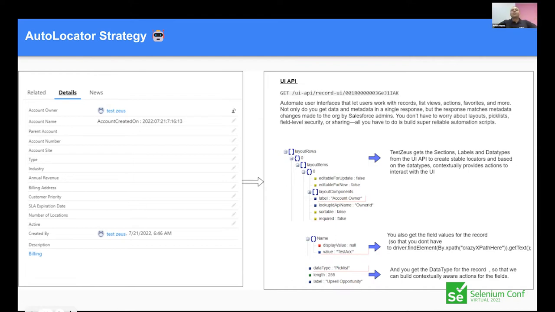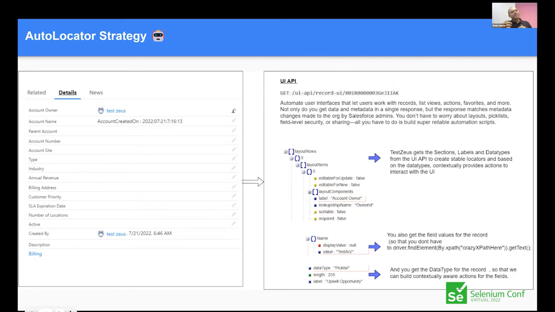Let's say account name moves to the third place rather than the second place. Then the data that we get from the UI API will be like section zero, which is account details, row two, which is account name, column one, something like that. So we'll get the precise location. And if you can imagine a little bit as we move along, that is precisely what we use within TestZeus to build the auto locators.